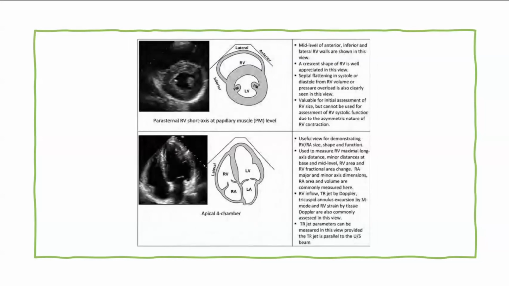Then if we look into the apical four-chamber view, here we can get a sense of RV size, we can get a sense of right atrial size, and we can get a better sense of RV function as well. So this is a good view for measuring all of the dimensions of the RV. We can measure the basal dimension, which I'll talk about a bit on the next slide, the mid dimension, and the RV length.